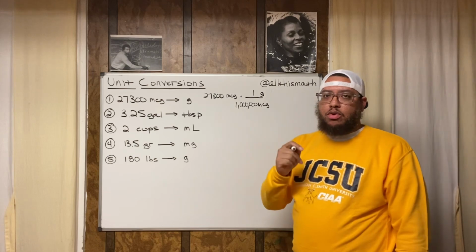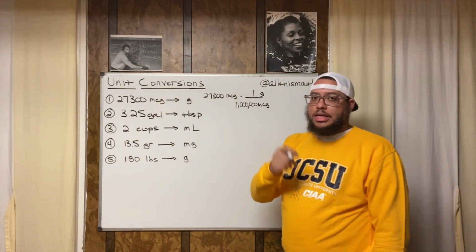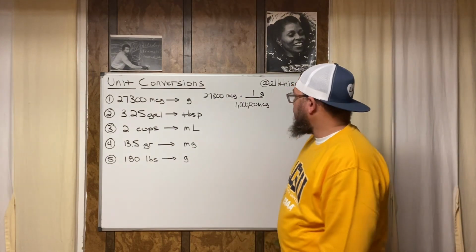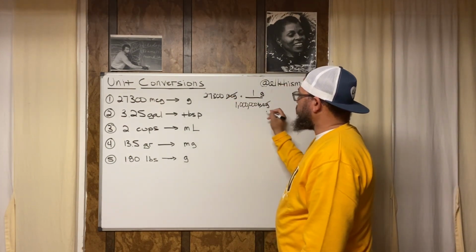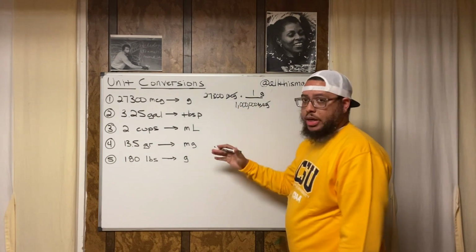The prefix micro means 1/1,000th, or 10 to the negative 6 power. All right, so now we're going to do this and this. We cancel those out because they're diagonal from each other, so they cancel out. That's what we wanted to have happen.